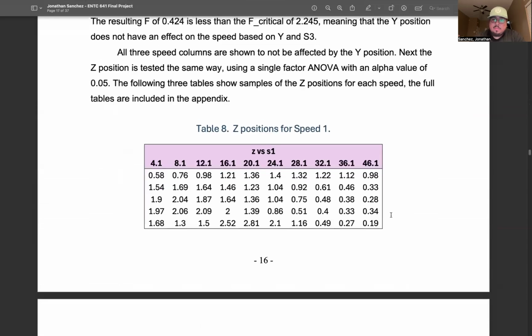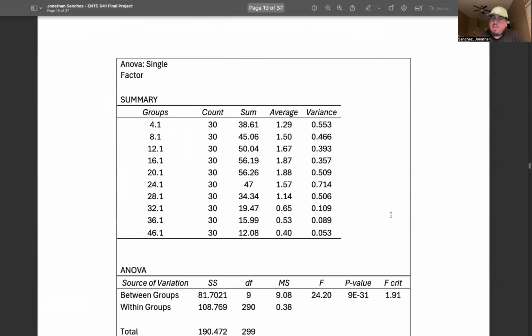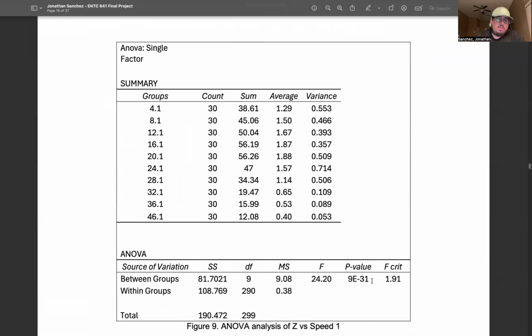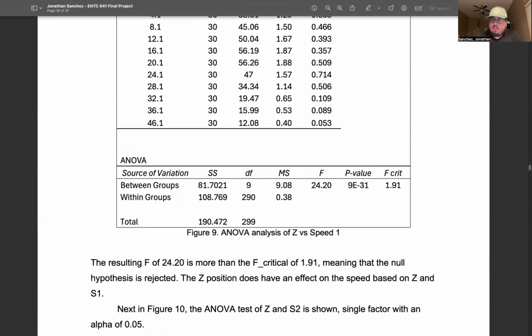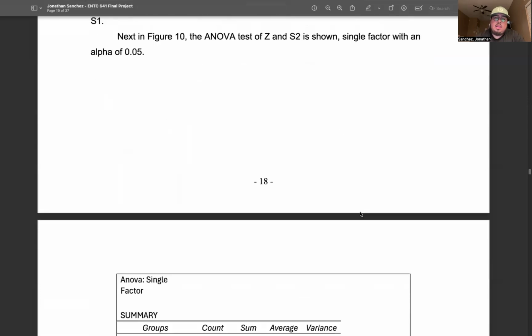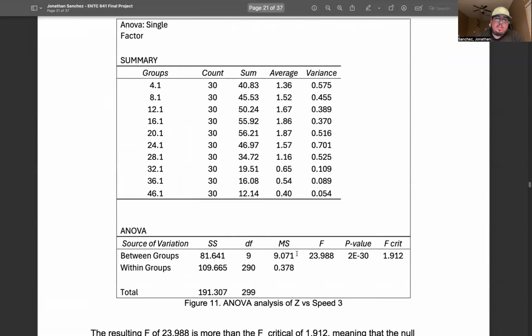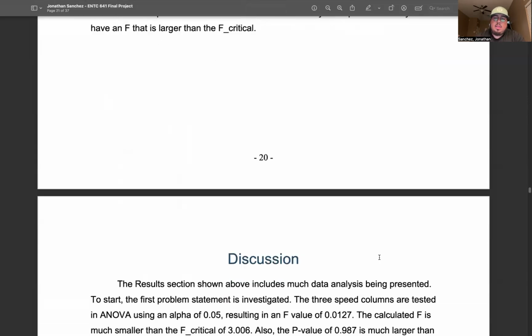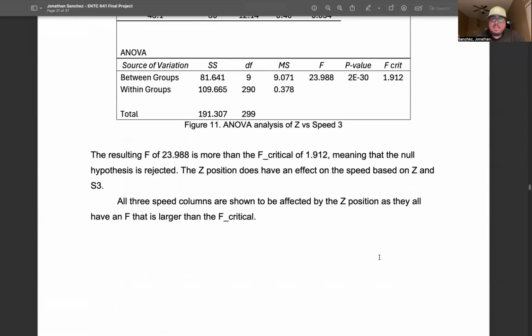Lastly is the Z position. The Z position is actually different as those results come out. The F value is way higher, 24.2 versus the 1.9 critical, and the p-value is significantly smaller than the 0.05. The same happens for the next two ANOVAs, 24.28 versus 1.91, and then lastly, 23.98 versus 1.912. This shows that the Z position is actually what affects the speed of the nozzle as it comes out.